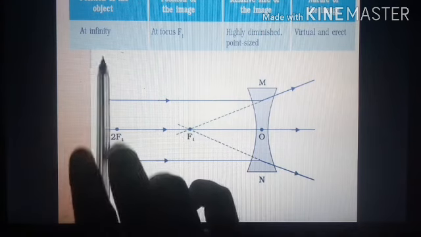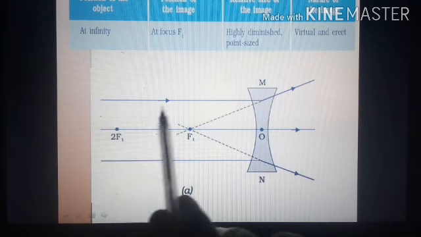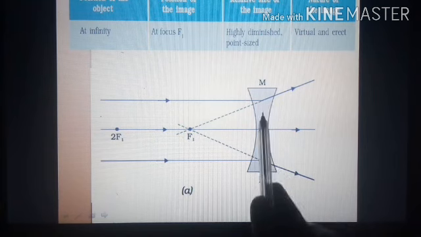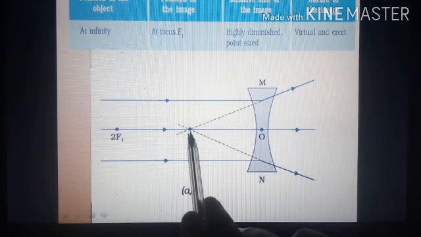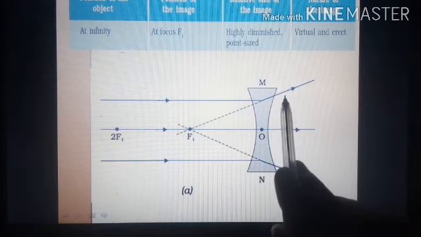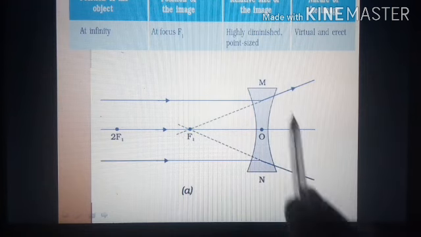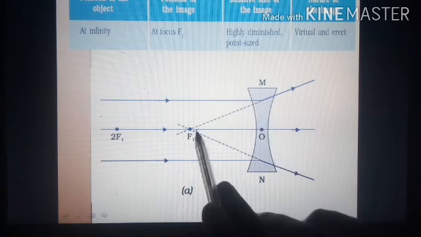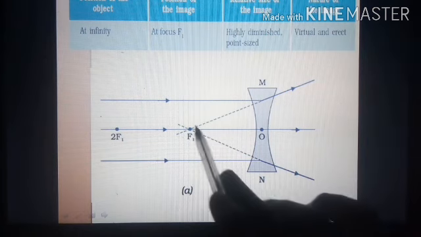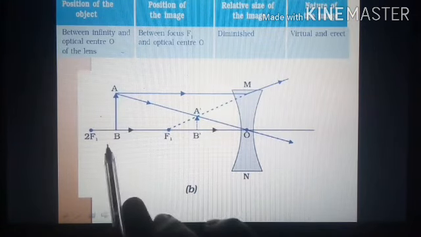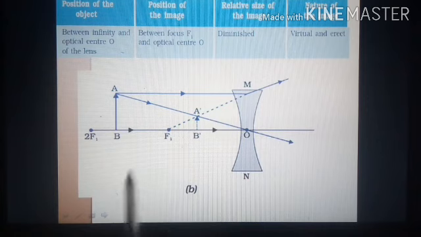When the object is placed at infinity, the image will be produced at the focus on the same side of the concave lens. We can draw it using this ray diagram. It will be focused at the focus, so it is point sized, and this is not a real image. After refraction the rays go in this direction. By convention we extend these lines and they meet at the point F1, so it is called a virtual image, always erect, upright, and point sized. So this is the first case. The next case is any point between infinity and focus.